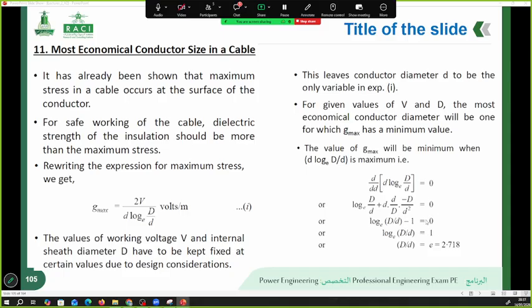And finally, we can conclude that for the most economical conductor size, the ratio of the internal sheath diameter to the conductor diameter should be equal to the base of the natural logarithm, the Neper or Euler value, which is approximately 2.718. This ratio is known as Kelvin's law for cable design.